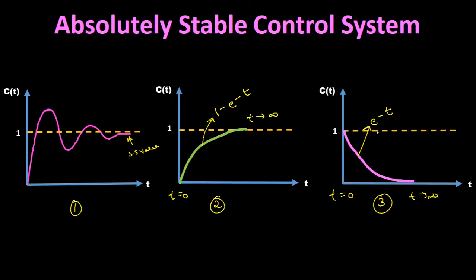So if we get this type of output response from any system, then that type of system is called an absolutely stable control system, if we are applying a bounded input to that system.